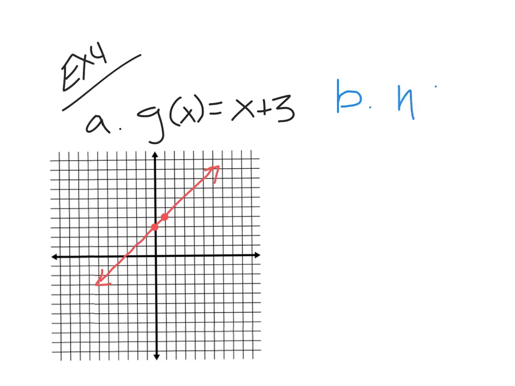So b is h of x equals 2x. Oh, we're comparing, I'm sorry, I read the instructions wrong. Graph the function, compare that graph with the graph of f of x equals x. So we're comparing it with the parent function. So to graph on this first graph, my y-intercept is what?